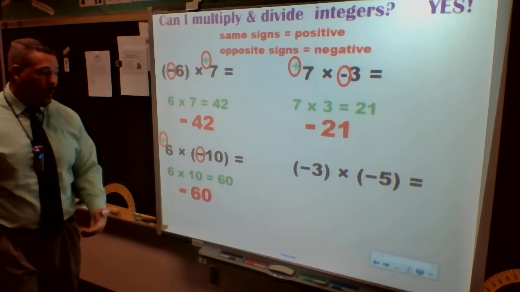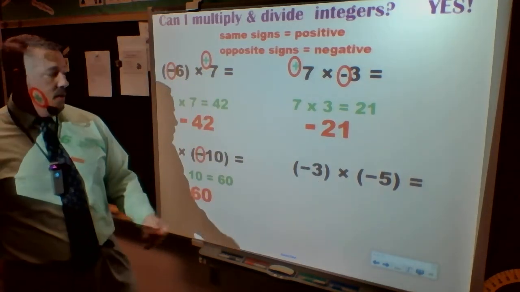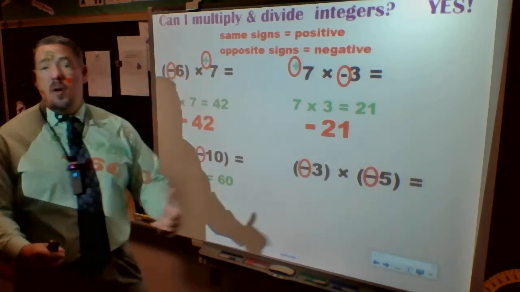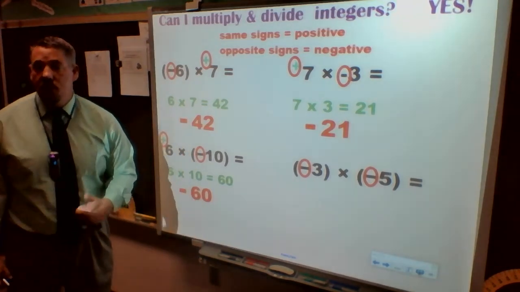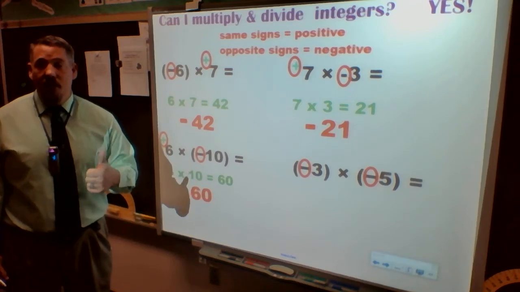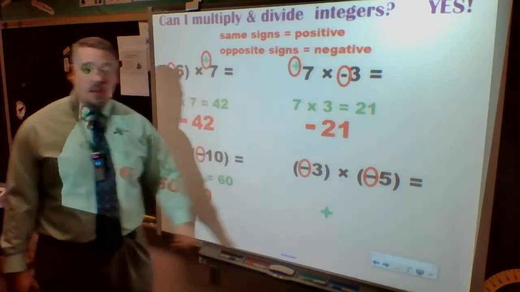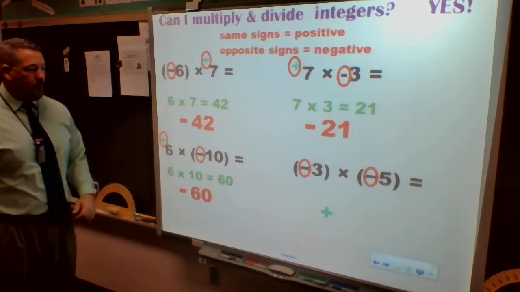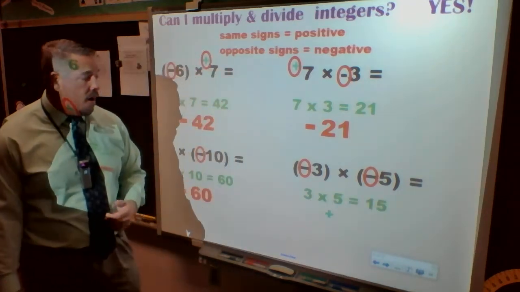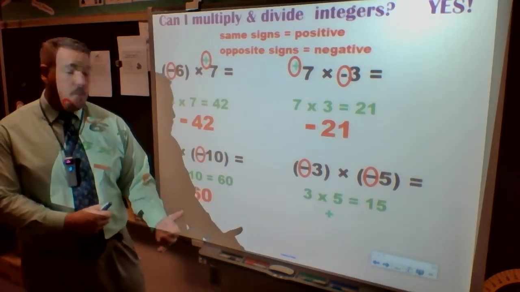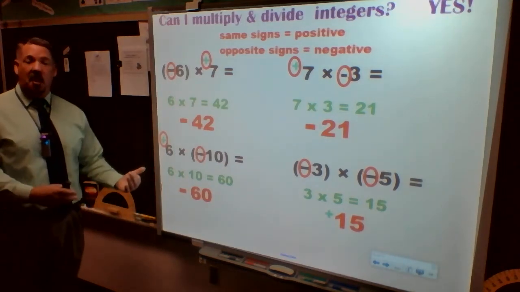On my fourth one, when I look at my signs, then it's changed. Now I have the same signs. They're both negative. Remember, multiplication and division of integers, if they're both the same sign, then that means it's a positive answer. So 2 negatives make a positive when it comes to multiplication and division, and then I'm just left with the multiplication of 3 times 5. 3 times 5, basic multiplication, is 15, so I know my answer is a positive 15.